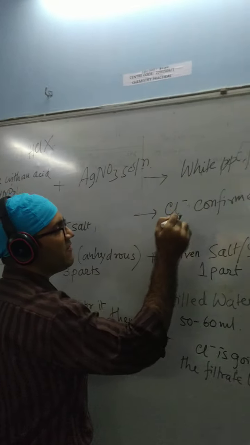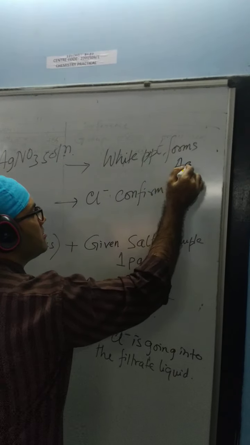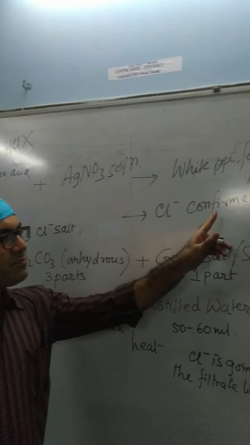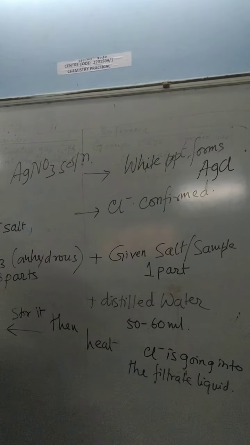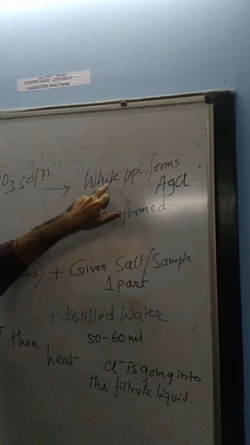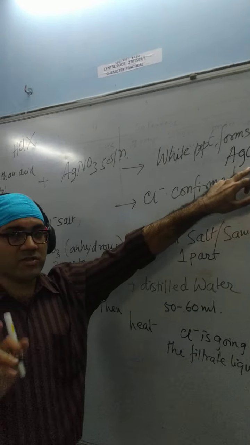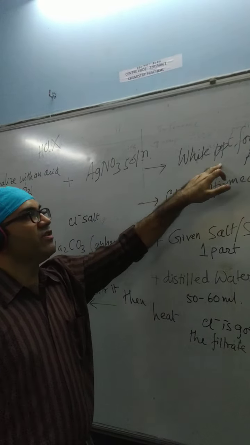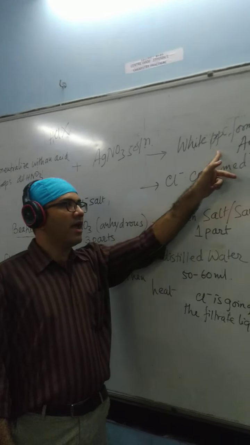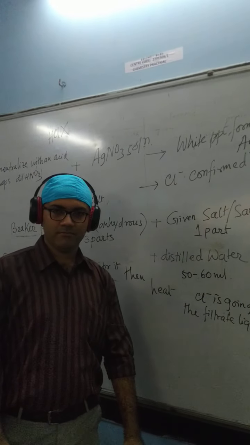If chloride is present, this white precipitate is none other than silver chloride, AgCl. The observation is a white precipitate. AgCl formation is not your observation. The formation of a white precipitate after we add silver nitrate is your observation. The inference, or conclusion, is chloride ion confirmed.